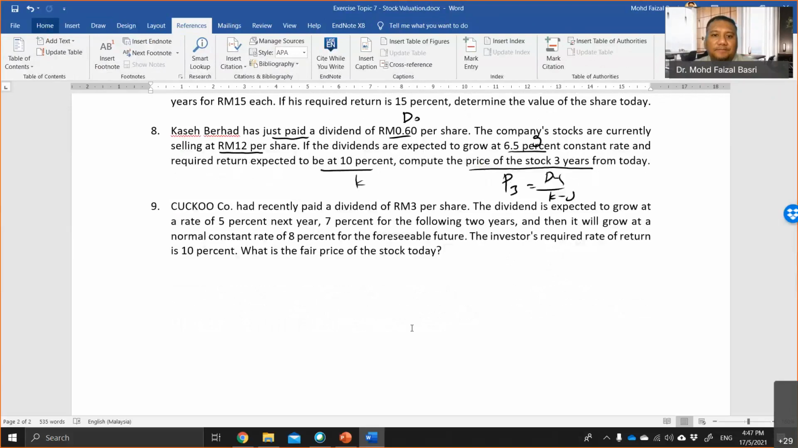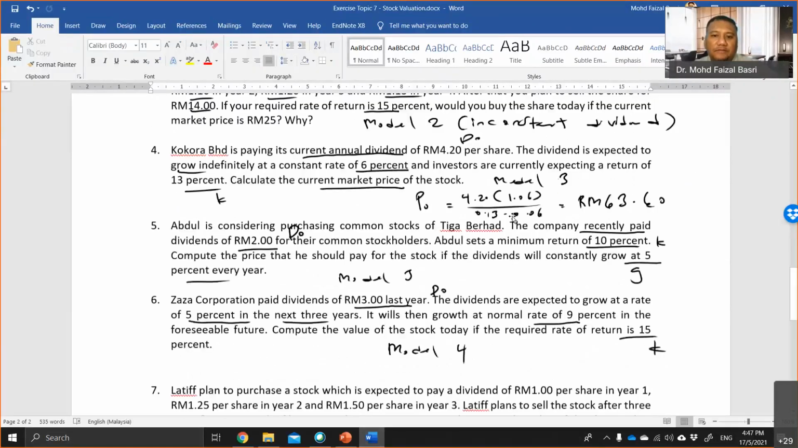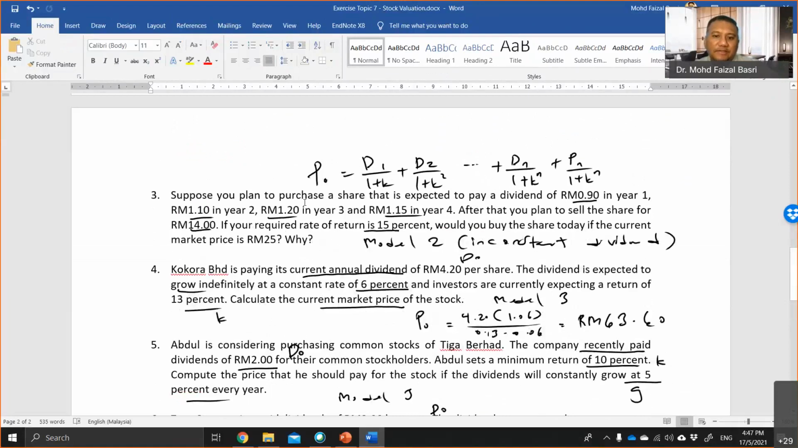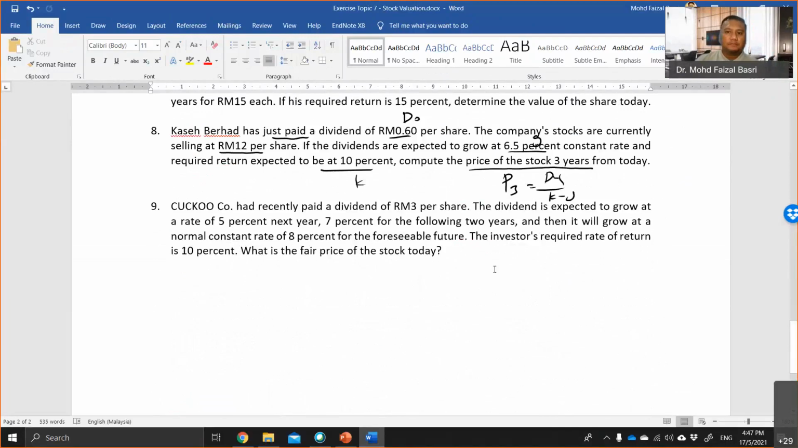Any of these questions. So questions 1 and 2 I have shown. Question 4 also has an answer. So you can try other questions: question 3, 5, 6, 7, 8, and so on. All right, any questions?